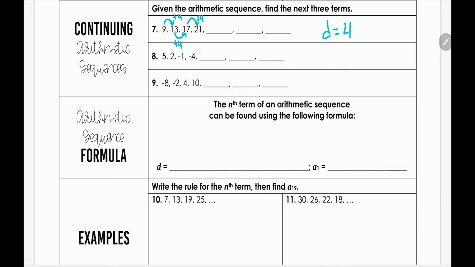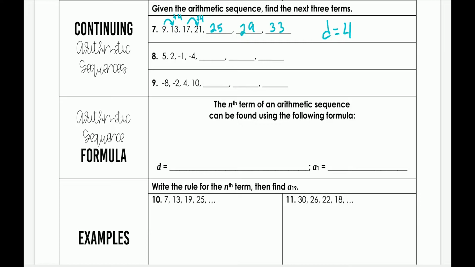So what would be the next term, going from 21 to what? Well, if we add 4 to 21, we're going to get 25. If we add 4 to 25, we're going to get 29. And if we add 4 to 29, we're going to get 33. And right there, we have finished the arithmetic sequence that it's asking. We found the next 3 terms.